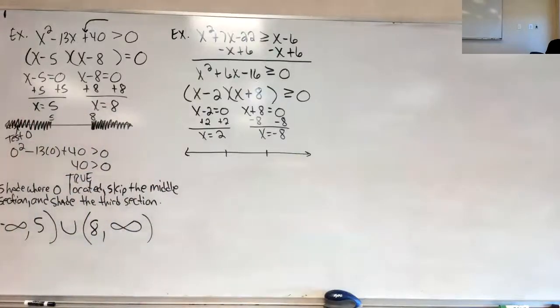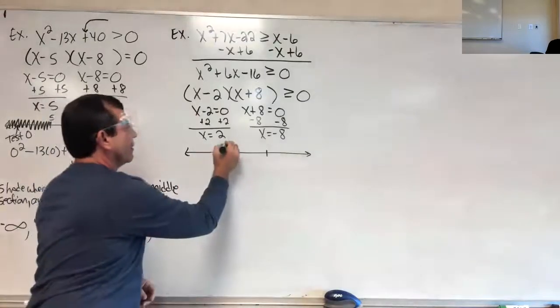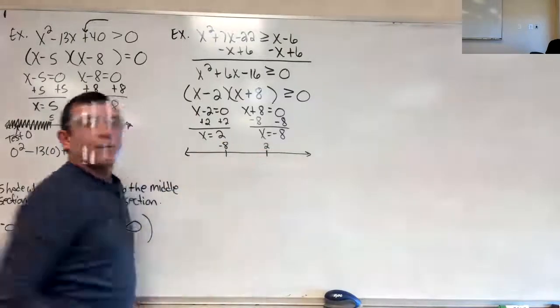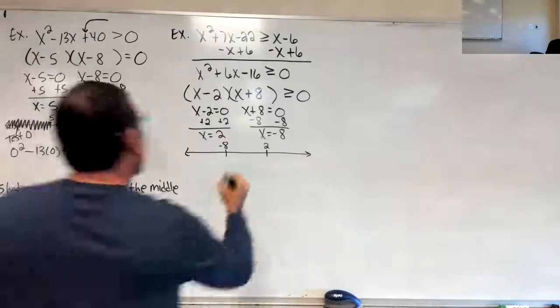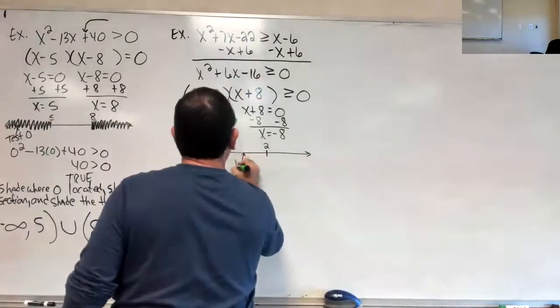So who's going first on the left? Negative. Okay. So 0 is in between negative 8 and 2. So no, 0's in the middle this time.